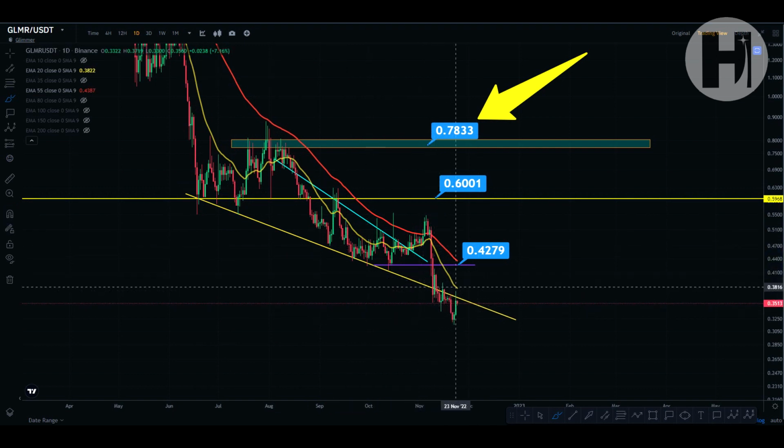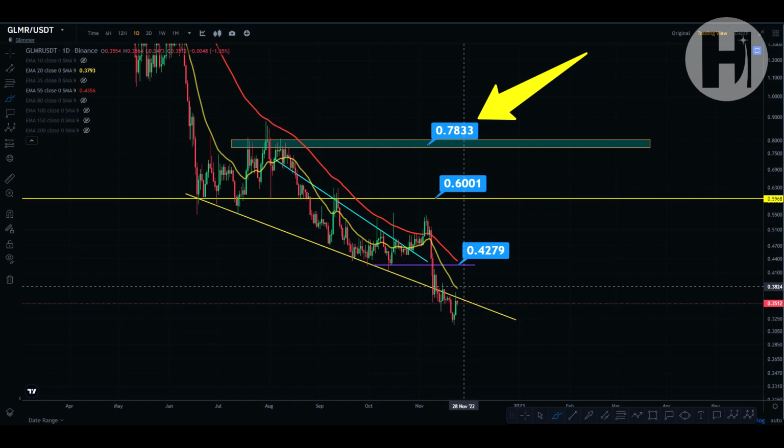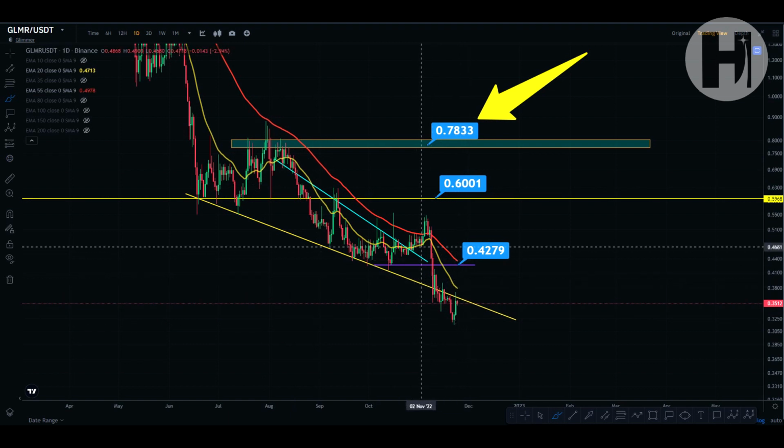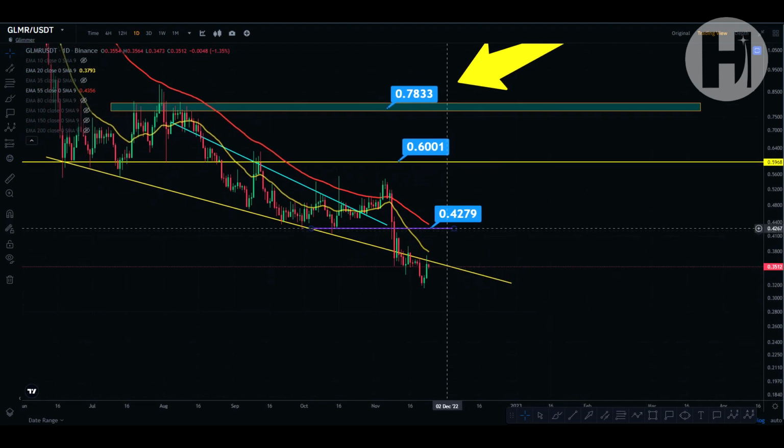But long term, I don't think the fact that we're printing lower lows is going to affect what's going to happen during the next bull market. We're going to obviously print, hopefully, all-time highs for GLMR. We'll see about that with the circulating supply, or what the circulating supply is going to look like when the bull market arrives. Now, a major resistance level here to keep an eye on is 43 cents.